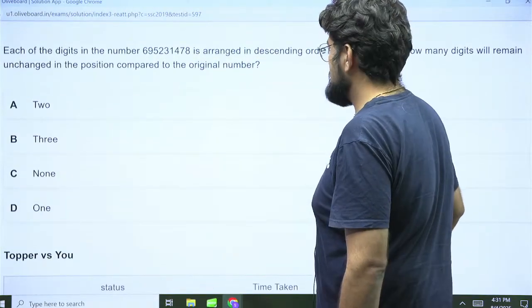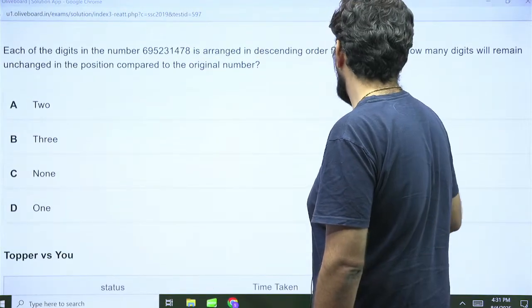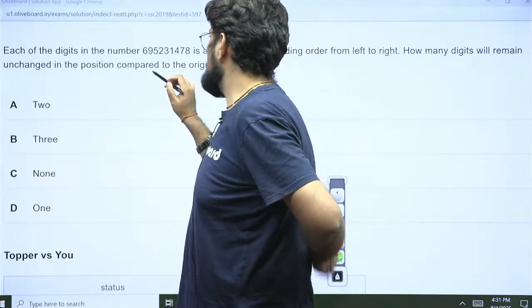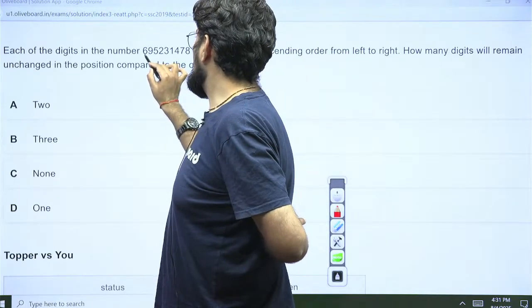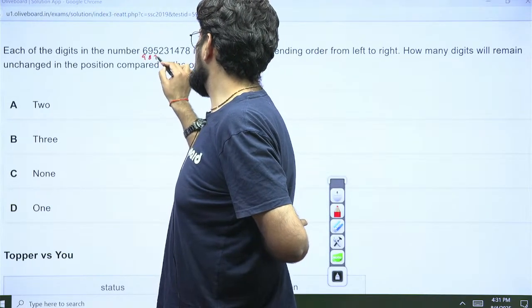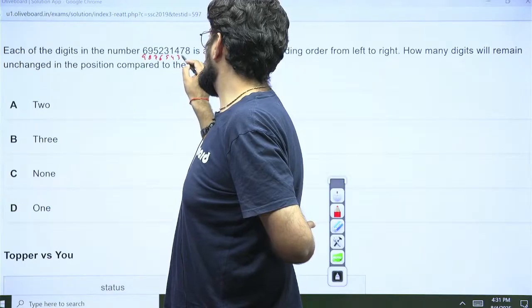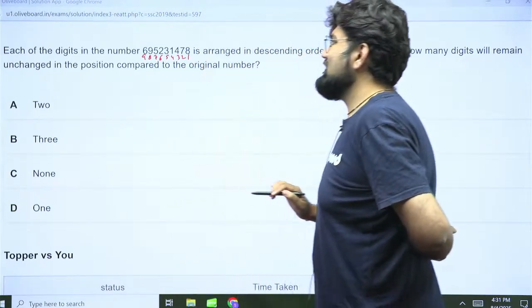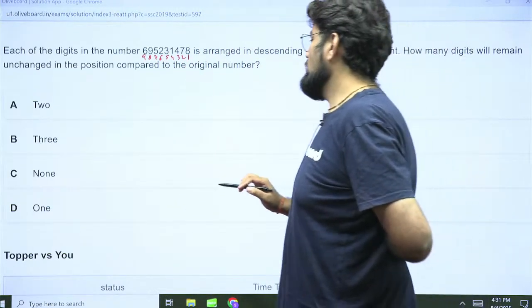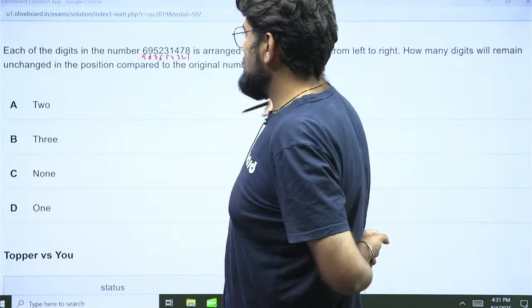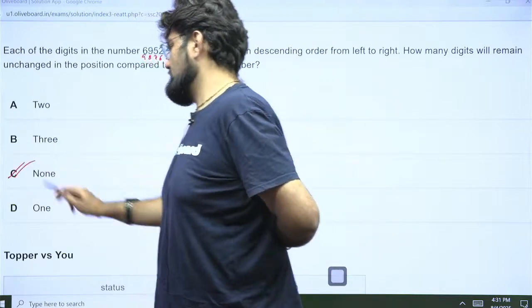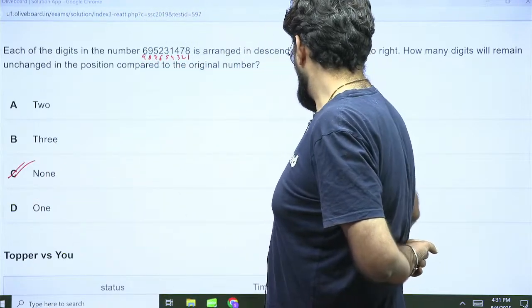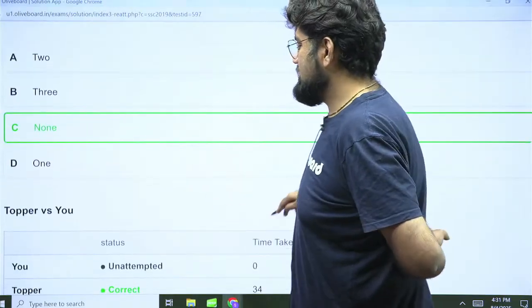Each of these digits are arranged in a descending order from left to right. Descending means we'll start from 9, 8, 7, 6, 5, 4, 3, 2, 1. By halfway only you will realize that it is not going to happen. Nothing is going to stay. So how many digits will remain unchanged? None. Option C is the right answer. Even while arranging in the order, you will understand that it is not possible.